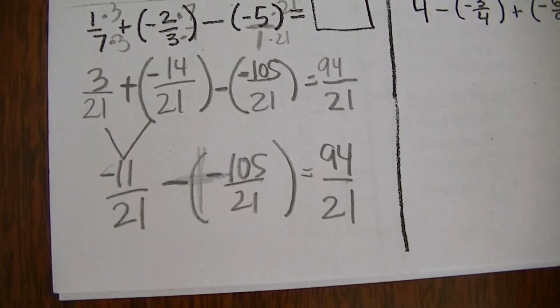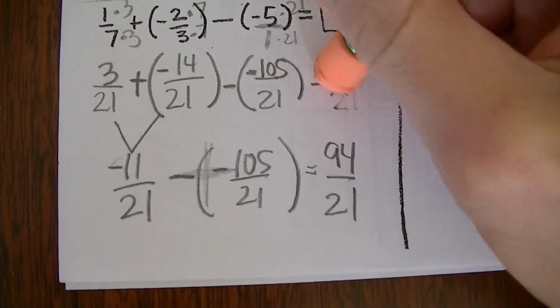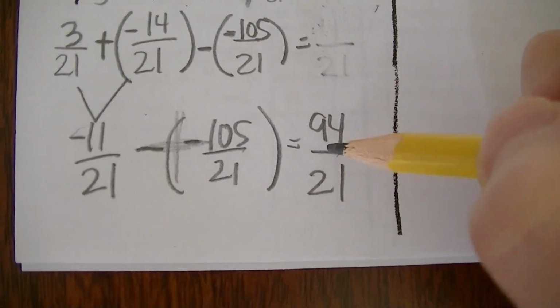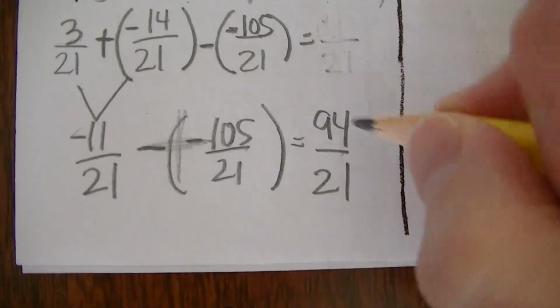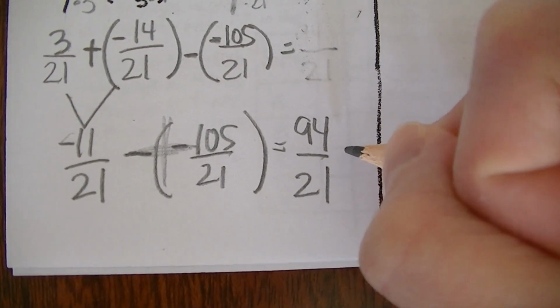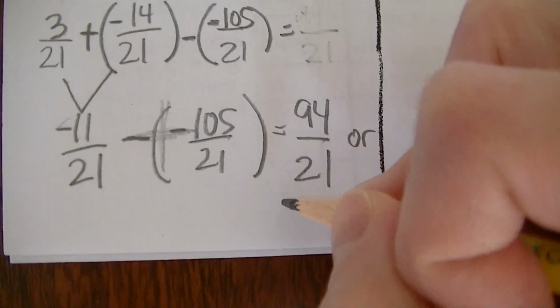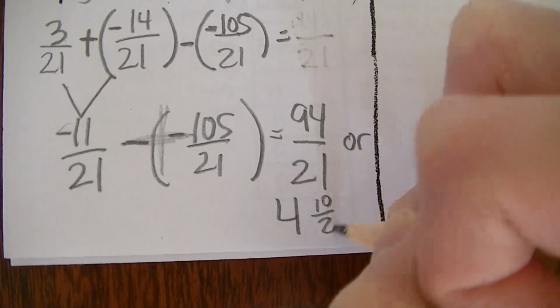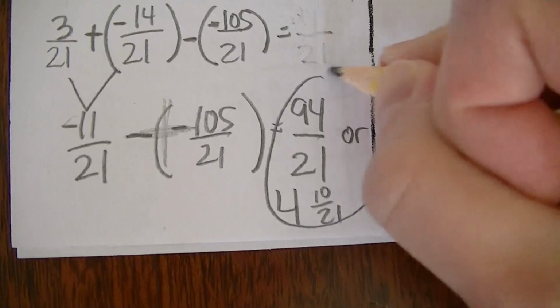I don't know why I wrote it up there. I guess I didn't really need to. Okay, so we got that. And I can also turn that into a mixed number and get, let's see, 4 and 10/21. Both are acceptable.